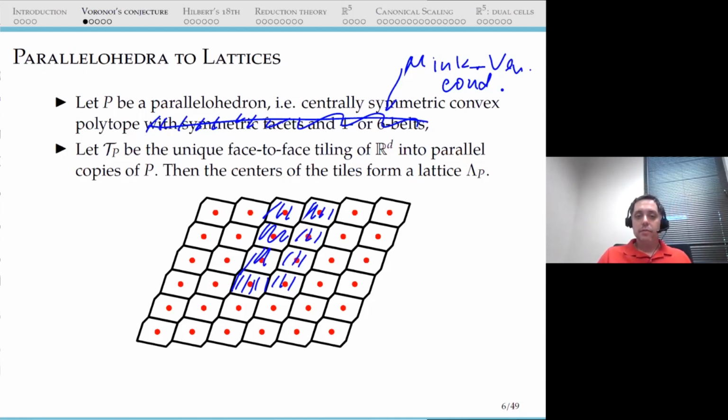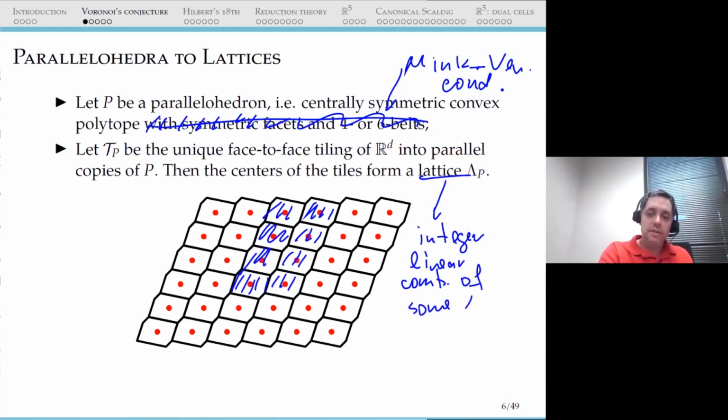So what will we get in that case? Actually, the centers will form a lattice. What is a lattice? It's the set of integer linear combinations of some basis. Why is it like that? Because every time we have a vector that we can translate by, we can translate by that vector again, because that will be the next copy and the next one. So we can get all possible integer linear combinations, and they will form a discrete set. That means the distance between two points is bounded away from zero, bounded from below by some positive number.